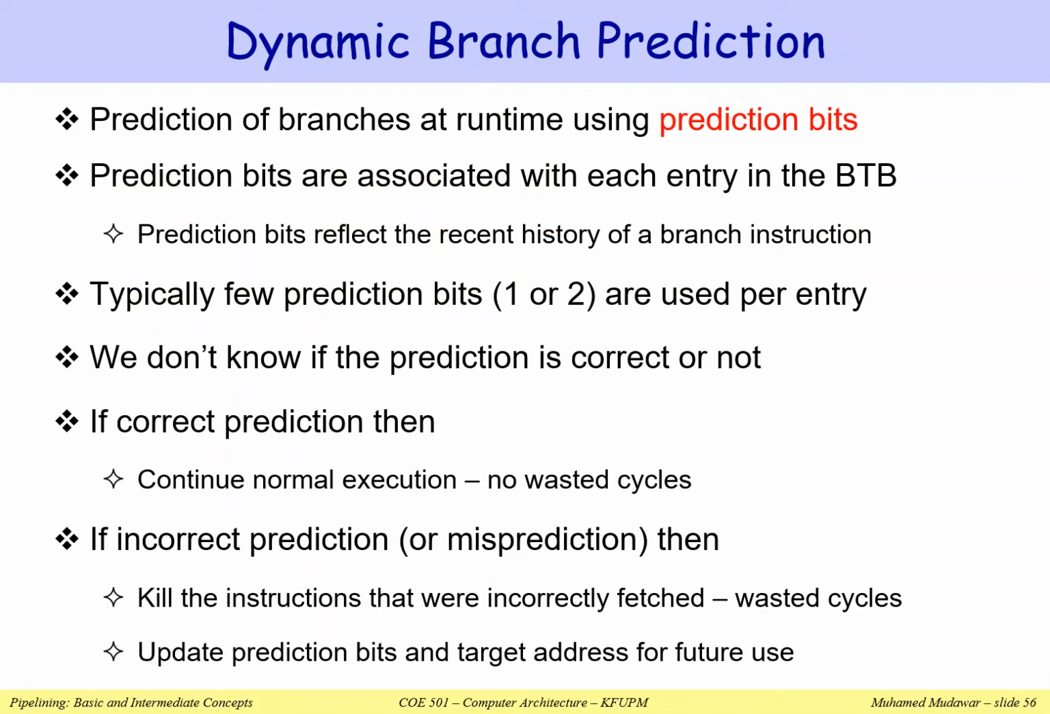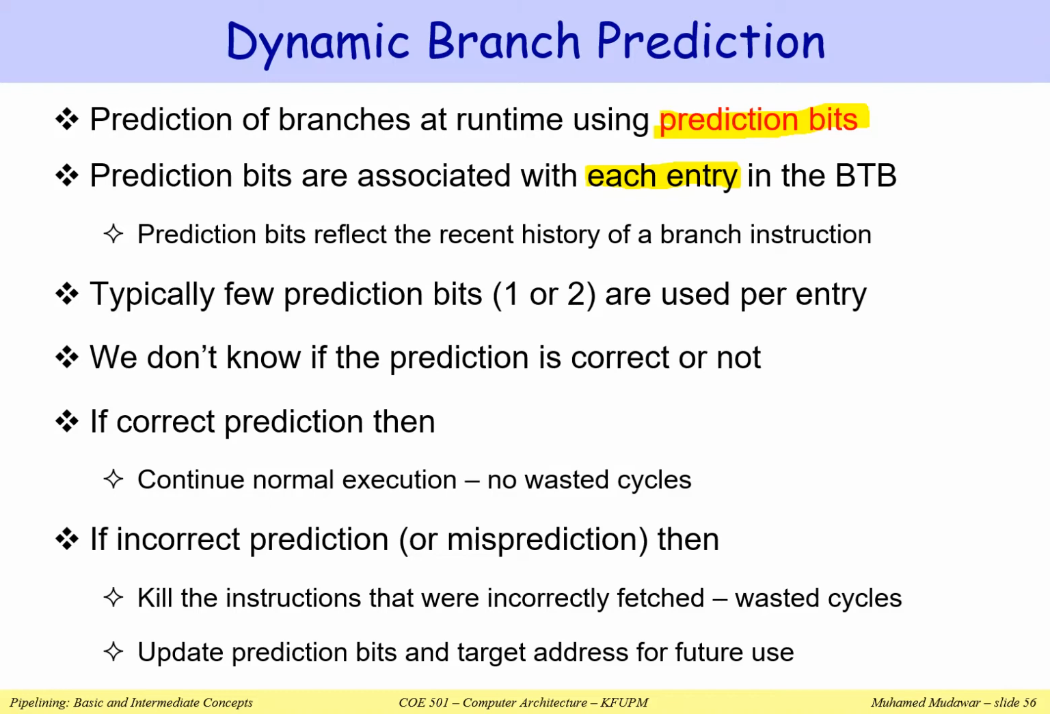So now we understand what dynamic branch prediction means. We are trying to predict the outcome of branches at runtime. We are using prediction bits. Now, these prediction bits can be associated with each entry in the branch target buffer. So each entry will have its prediction bits. These prediction bits will reflect the history of a branch instruction. So we are using the history of a branch to predict the future of a branch instruction.